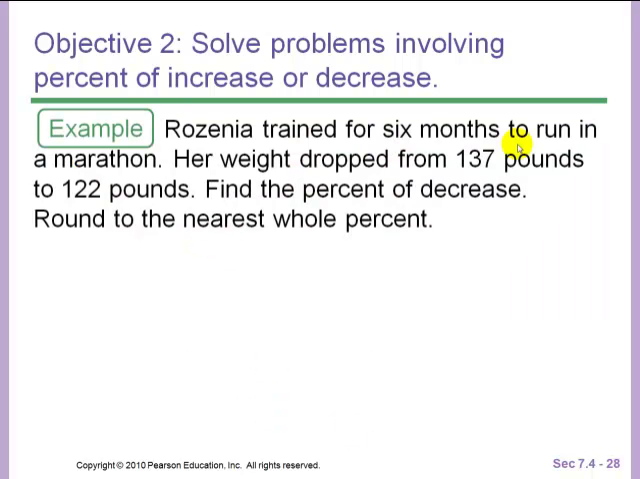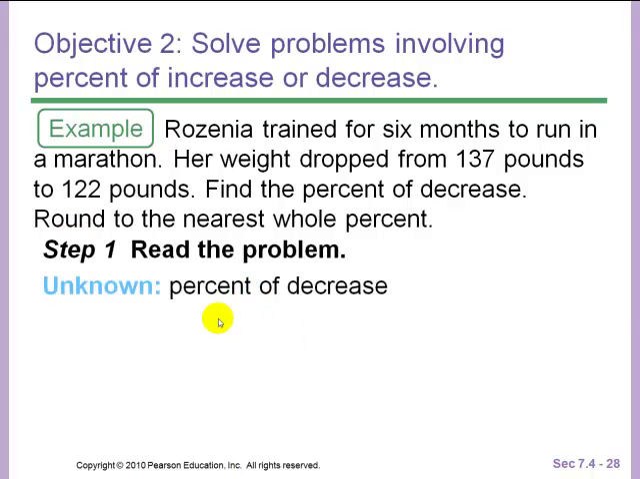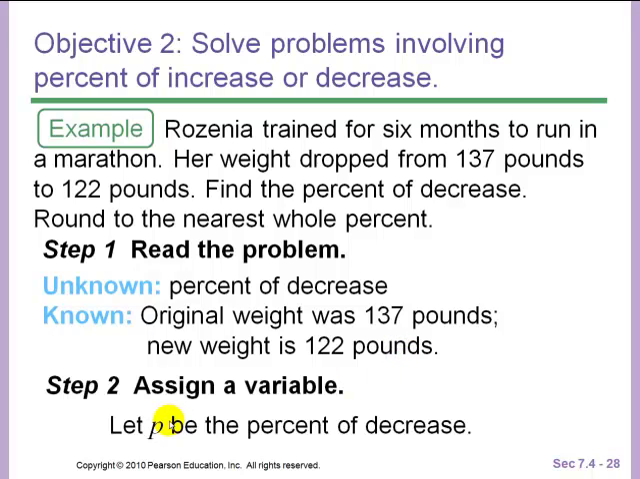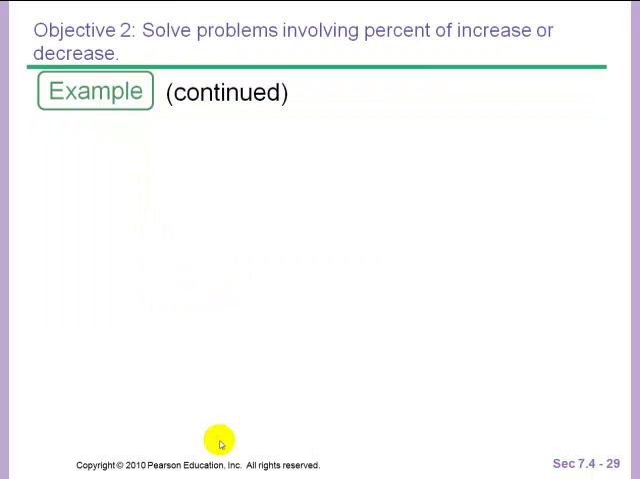Rosinia trained for 6 months to run in a marathon. Her weight dropped from 137 pounds to 122 pounds. Find the percent of decrease. Round to the nearest whole percent. Pay attention when the problem tells you to round. That's when you have the nasty arithmetic. We read the problem. The unknown is the percent of decrease. Known was that she originally weighed 137 pounds, but her new weight is 122 pounds. We'll let P be our percent of decrease because that is our unknown, so that's our variable.